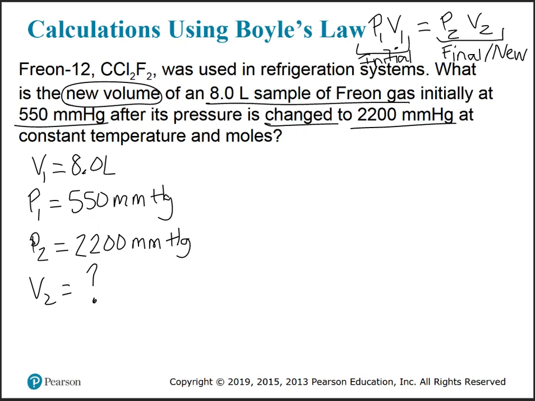The first thing that I do is figure out what the heck it is that I'm solving for and what are the units. Our first volume was given to us in liters, so that means that when we solve this, our new volume is going to be in liters as well. We have this equation, P1 V1 is equal to P2 V2. We need to solve for V2. So I like to circle the variable that I need to solve for.